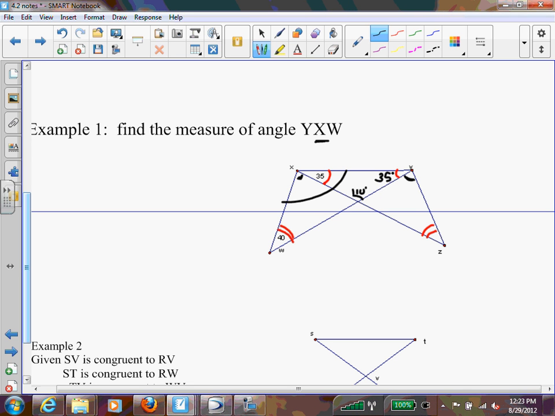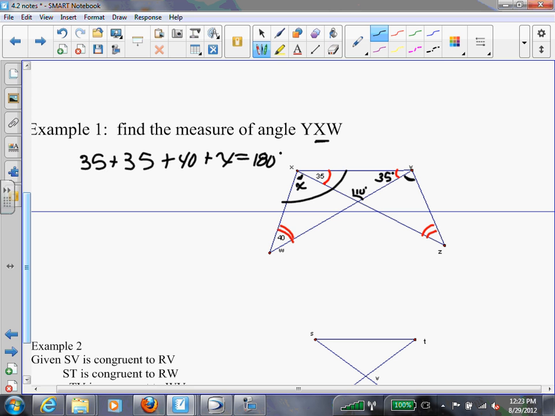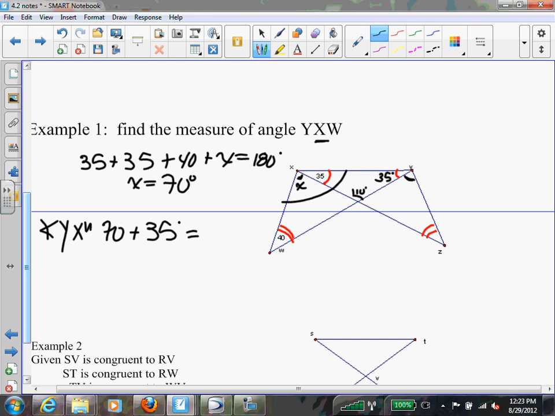35 plus 35 plus... so you're going to make that x. 35 plus 35 plus 40 plus that little x has to equal 180. So we have 70, we have 110, right? Equals the angle of YXW is going to equal 105. Perfect. And you might have gotten this a different way.